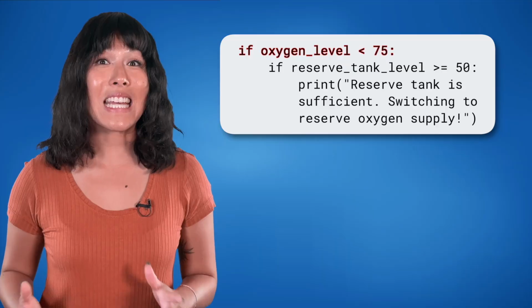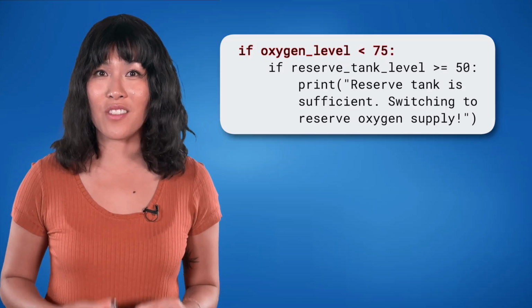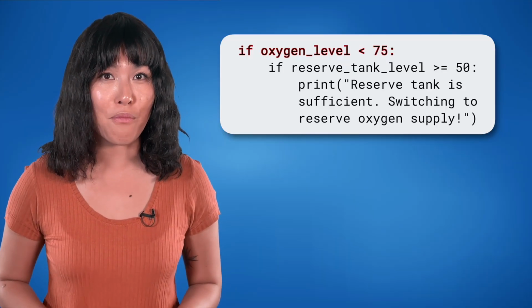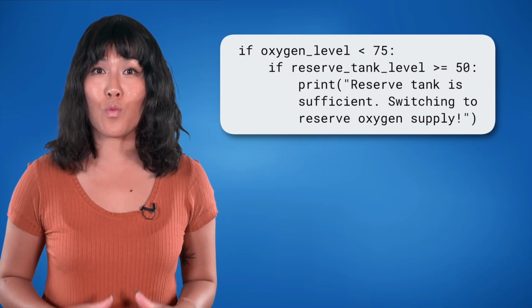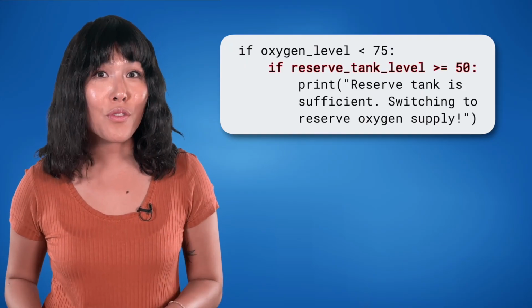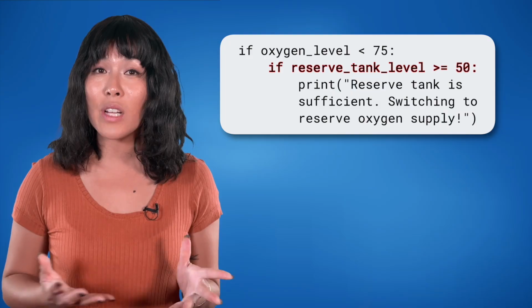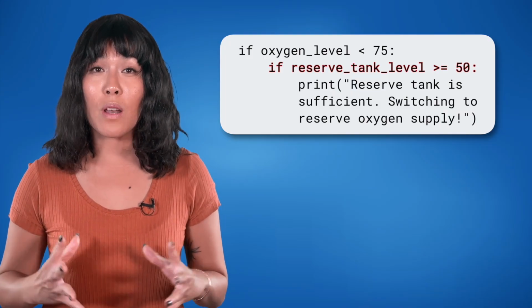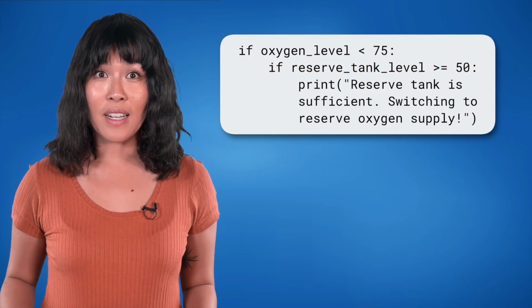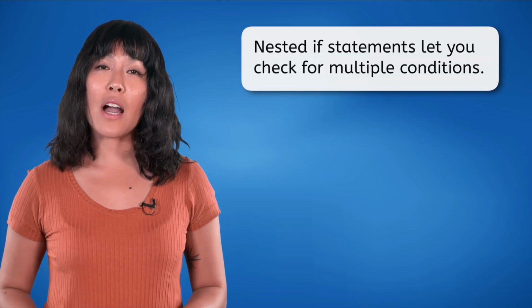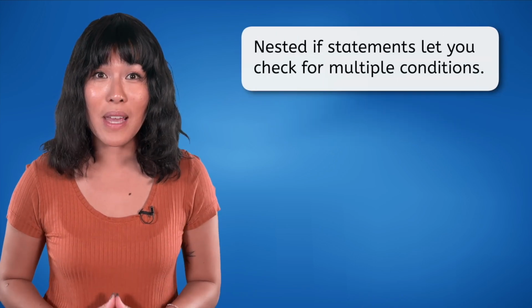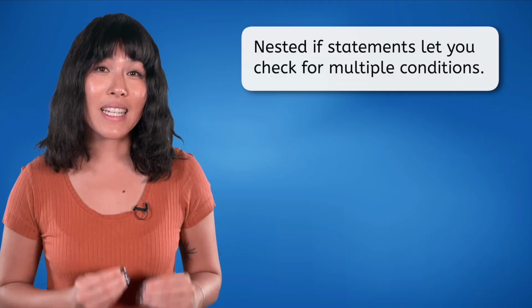Our first if statement will check that the oxygen level is less than 75%. Next, we write another if statement within the first one that checks if the reserve tank level is greater than or equal to 50. When both if statements are true, the message is printed. Nested if statements allow for more complex decision making by checking multiple conditions.